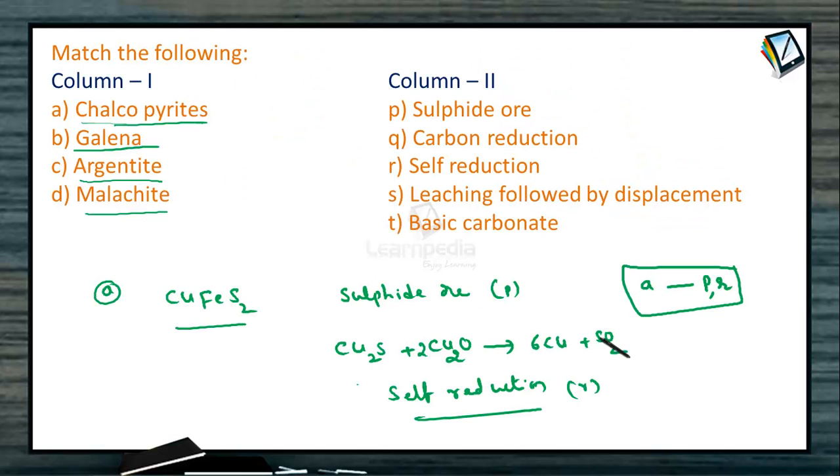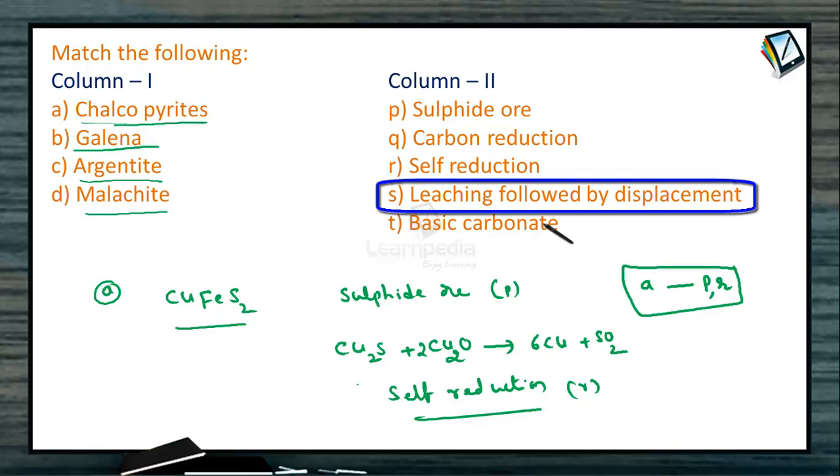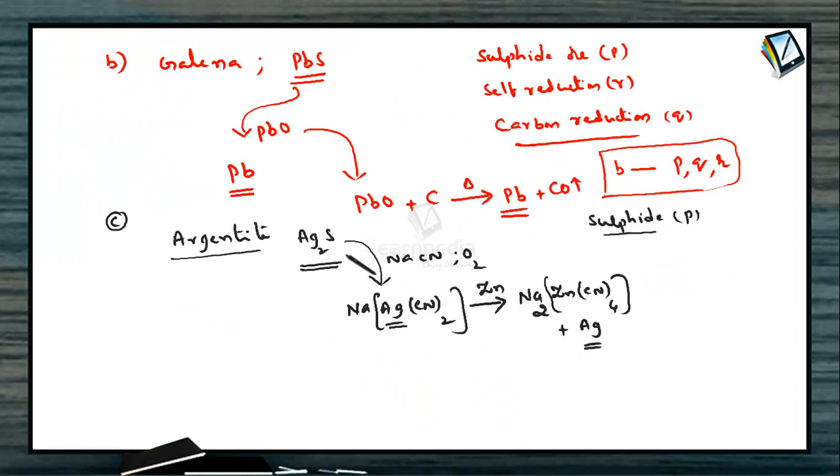So thus, extraction of silver can be made from argentite by the cyanide process, the MacArthur-Forrest process. In addition to that, it is a sulfide ore. We have carbon reduction, no. Self-reduction, no. Leaching followed by displacement is there, and it's not a carbonate. So therefore, S also becomes the answer. This all corresponds to what is called S. So therefore, option C goes with P and S.